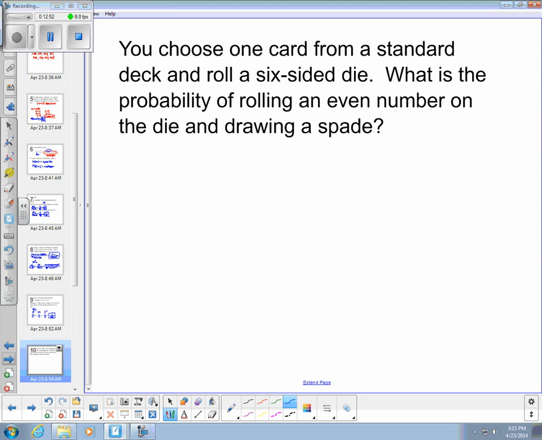Okay, I'd like you to pause the video and try this one on your own first, and then turn it on when you're ready to check. Okay, so this time we want the probability of rolling an even number on the die and drawing a spade from a deck of cards. So even though these are 2 different things, it's not rolling a die both times, you're still going to find the probabilities separately and then multiply them.